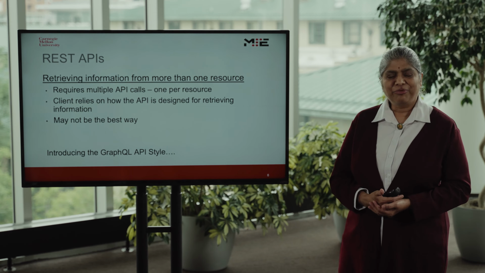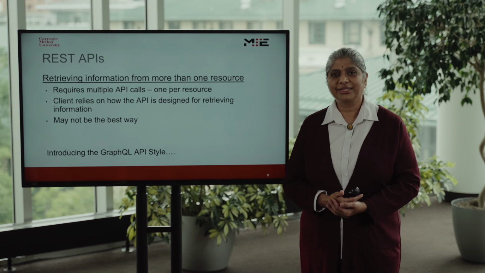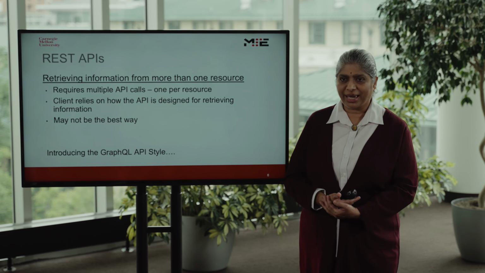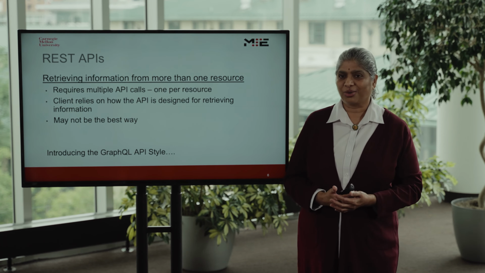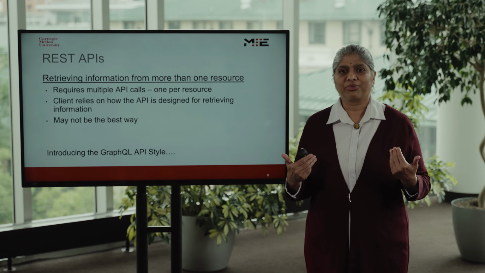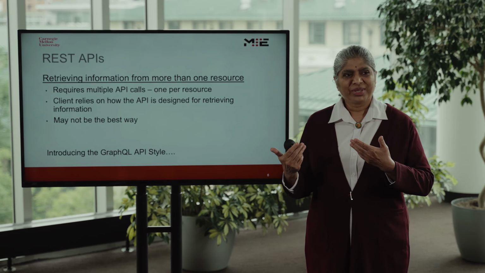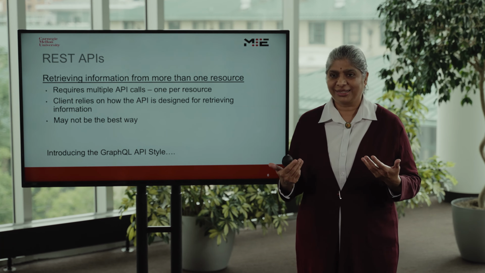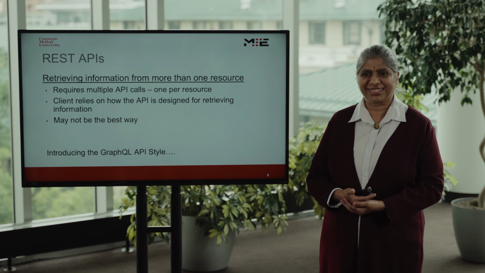So if you were to retrieve information from more than one resource using RESTful APIs, you will need to make multiple API calls. Each of these API calls will hit one particular resource, and you have no choice but to retrieve all the information that is provided by that specific API. And the rest of the filtering of the information and combining them will have to be done at the client's end. That's not a good way of designing APIs that span across many resources.